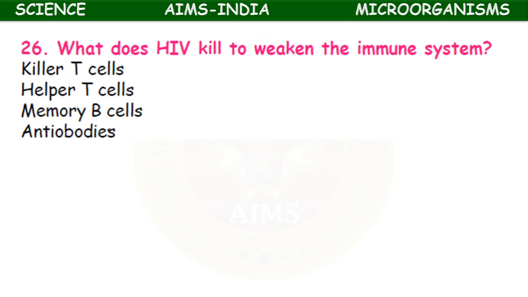What does HIV kill to weaken the immune system? HIV means human immunodeficiency virus. So, this virus mainly attacks which cells? Killer T cells, helper T cells, memory B cells, antibodies. They attack the T helper cells and destroy the immune system. Okay.